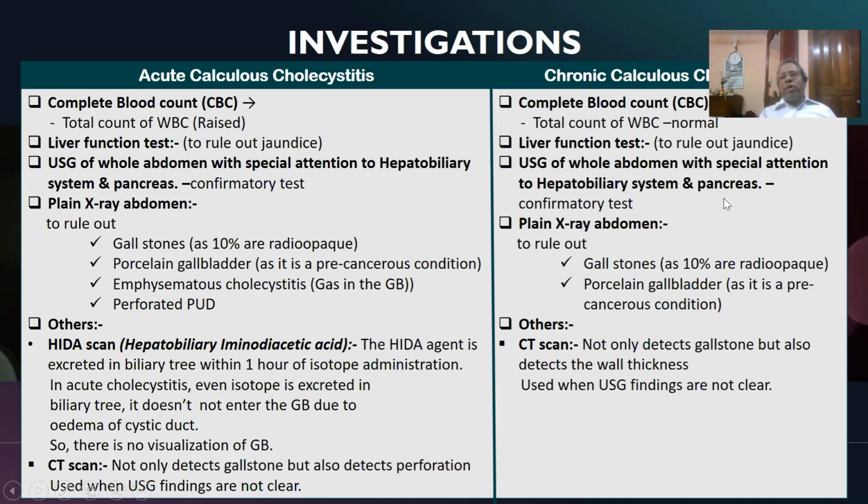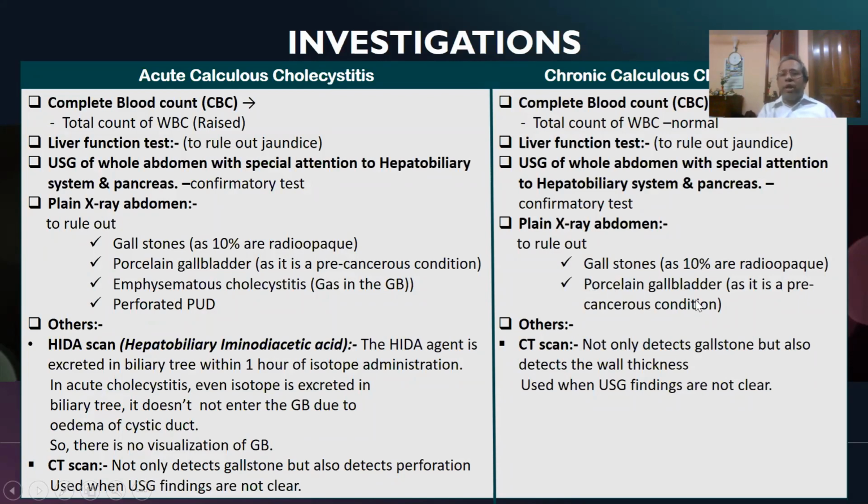So what about chronic cholecystitis? The diagnosis of chronic cholecystitis is by ultrasonography. Ultrasonography can detect that the patient has a stone there and that the wall has become thickened. These two things show that the patient has chronic cholecystitis. Porcelain gallbladder can also be detected by ultrasonography, and you can also do an X-ray to evaluate whether the patient has porcelain gallbladder or not.